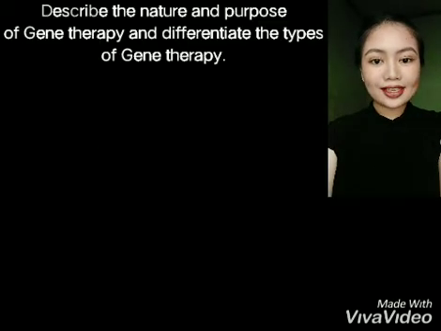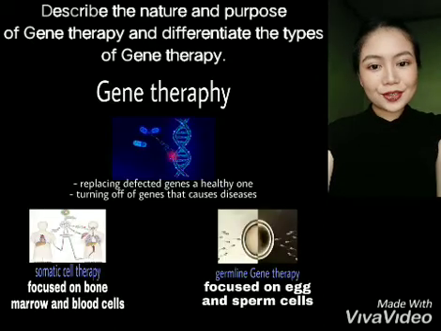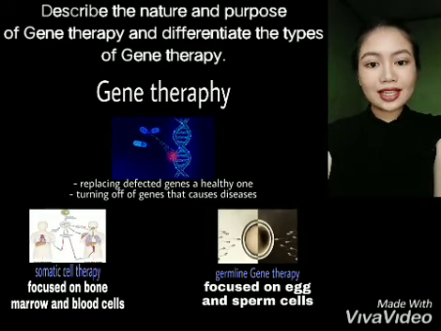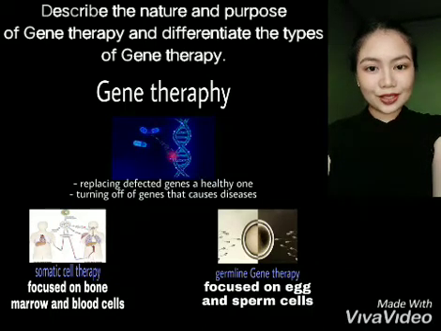For our first task, we describe the purpose and nature of gene therapy and also differentiate its types. We all know that the genes in our body cells play an important role in our body, especially in our health. If we have a defective gene or genes, this can cause us diseases. With the help of scientists, gene therapy was recognized, where genes can replace defective genes with healthy ones to treat or cure illnesses, diseases, or any medical conditions.